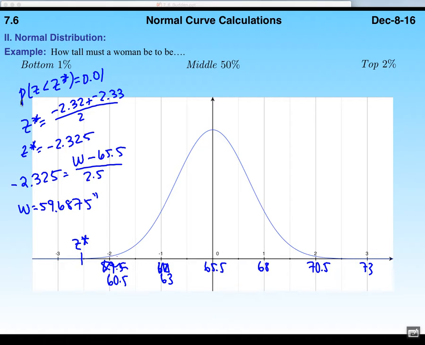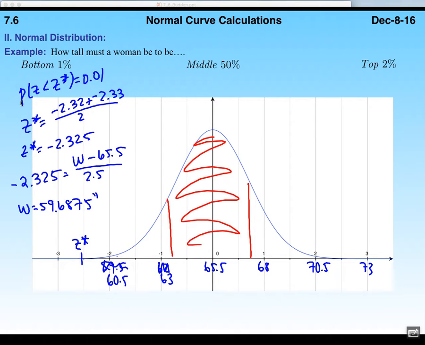Yeah? Okay, middle 50%. Middle 50% is going to correspond to 25% and 25%. So within one standard deviation is 68%. So the middle 50% is going to be somewhere here. So it's going to be less than one standard deviation. So this is 50%. So we have these two z-scores. They're going to be the same, one negative, one positive though.